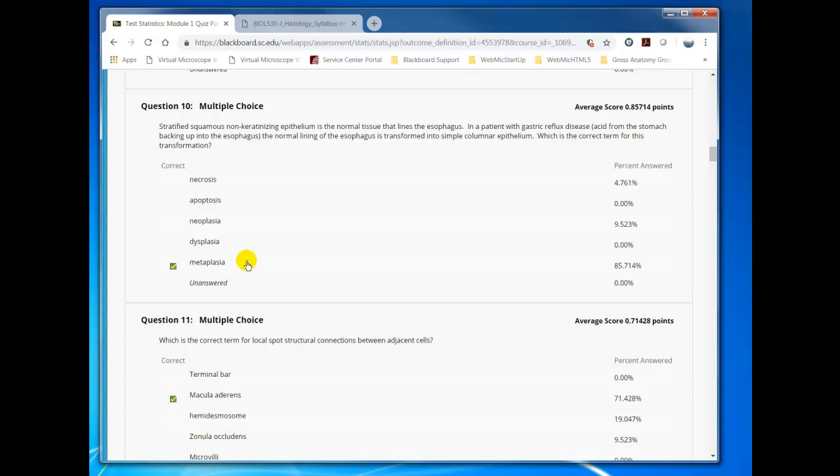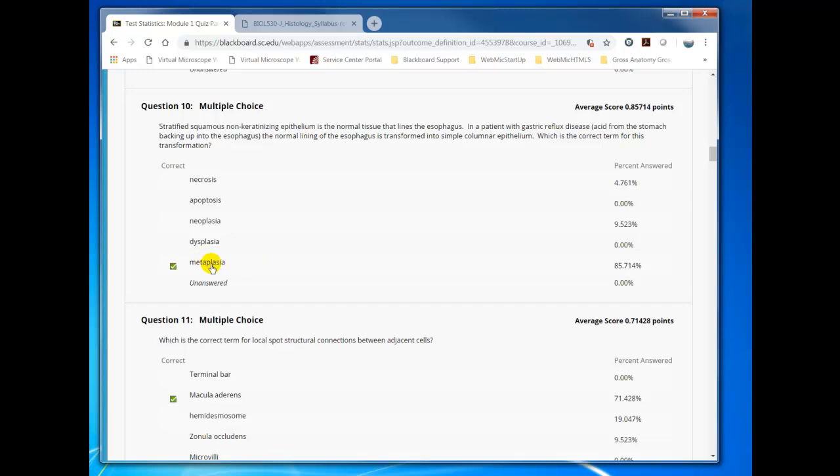It lines the esophagus. But in a patient with gastric reflux disease, the acid from the stomach backing up can actually irritate that normal histological lining of the esophagus and transform it into simple columnar epithelium. And actually, that process can continue into cancer. The transformation from the stratified squamous non-keratinized to simple columnar is a condition called Barrett's esophagus. But Barrett's esophagus can then become cancerous.